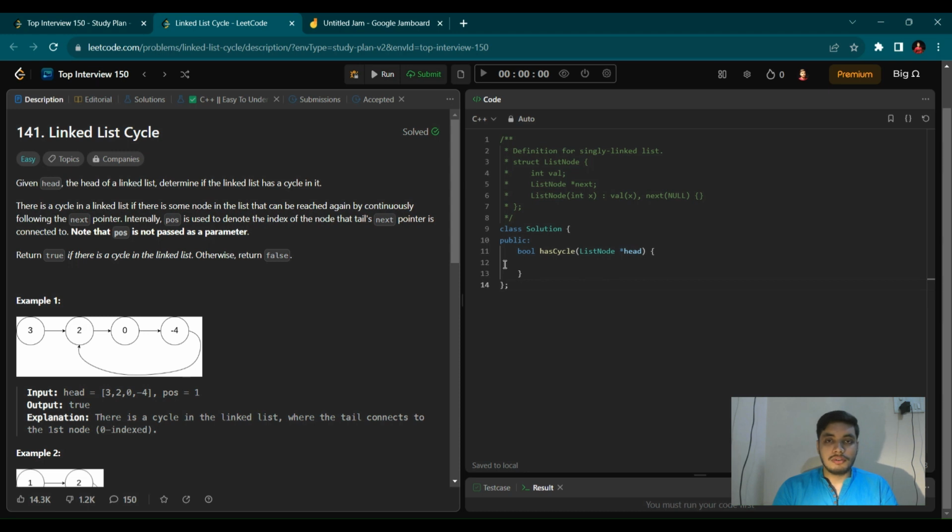This question is related to linked list, and from today onwards we are going to start our questions from the linked list part. Today's question title is Linked List Cycle. This is a very classic question. Let's see what the question is.